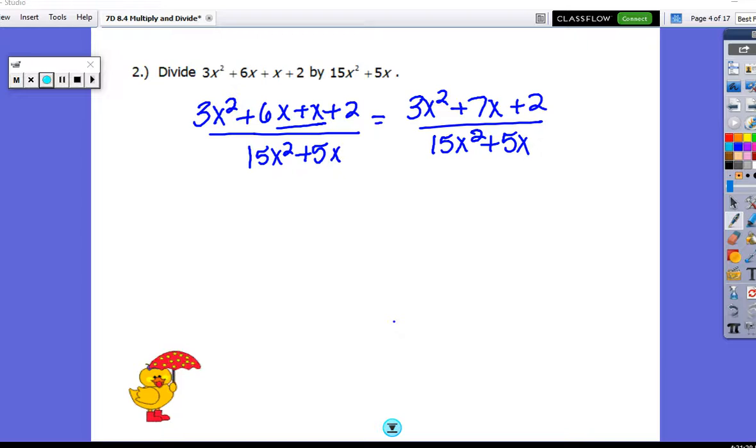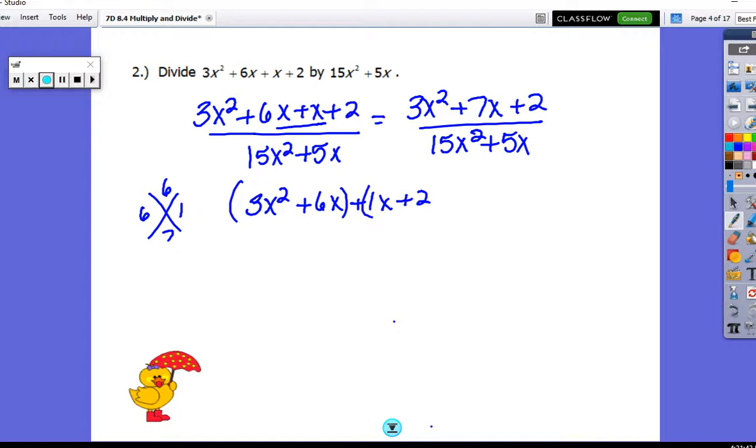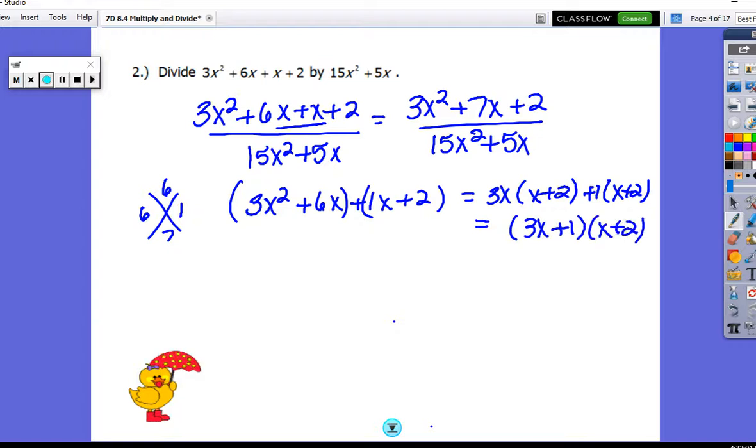All right, so let's factor the numerator. What multiplies to give you 6 but adds to give you 7? So 6 and 1. So when I factor this, I'm going to rewrite that middle term. Group, pull out my GCF. So we're going to get 3x plus 1 over x plus 2. All right, so I'm going to write that over here.